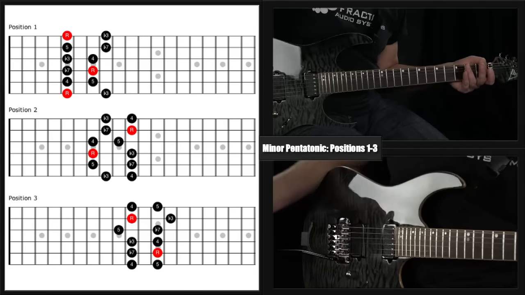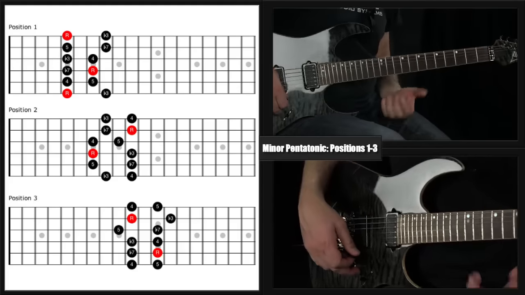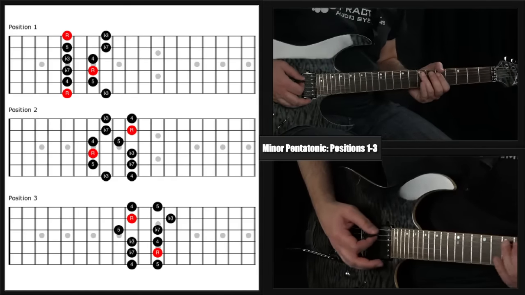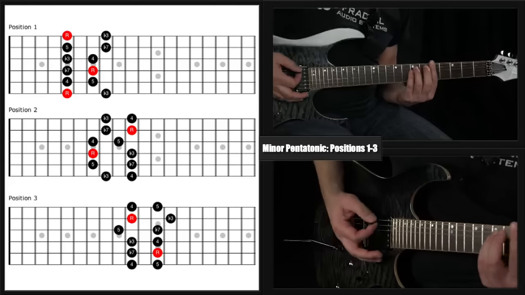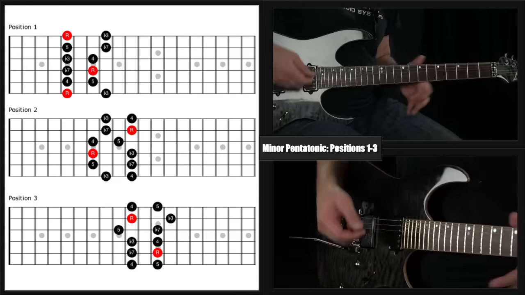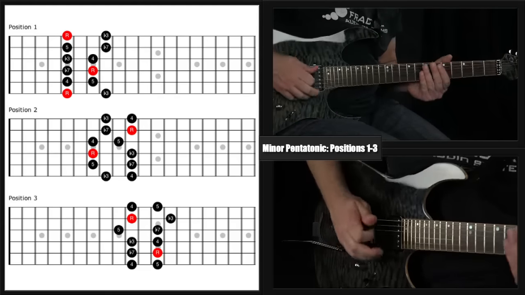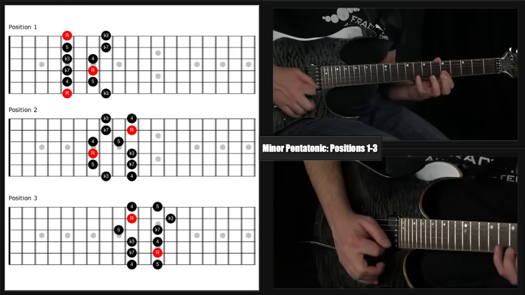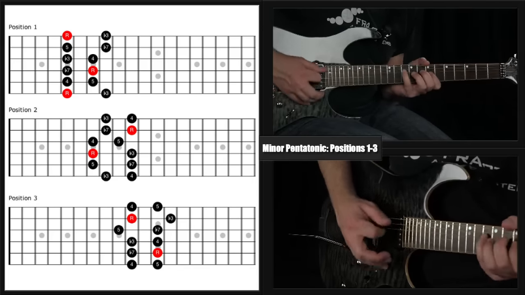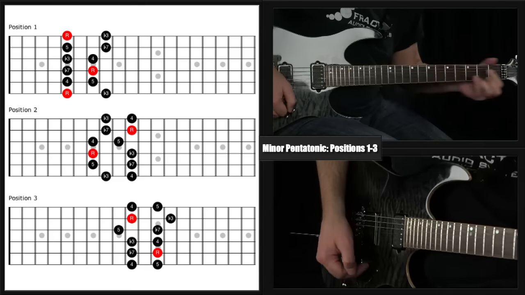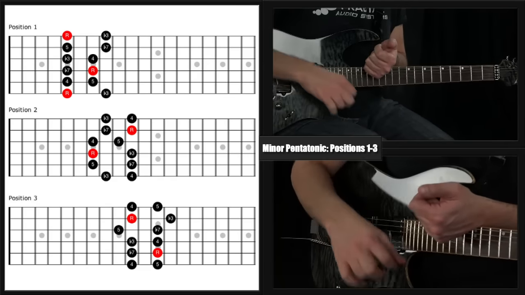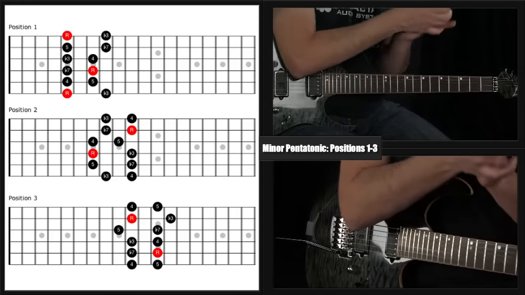Now, if I were to play a solo over, let's do a minor chord, very simple minor chord with the root, minor third, perfect fifth. I'll play that chord. I could play position 1. I could also play position 2. Those two positions are the same exact scale.